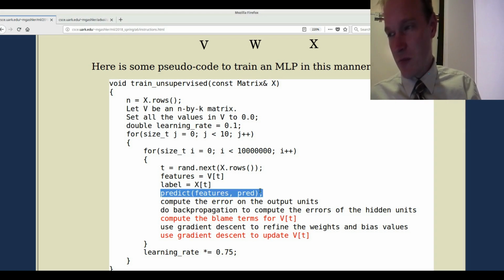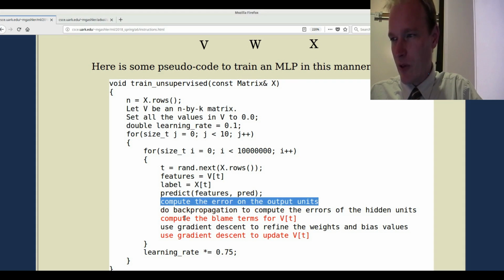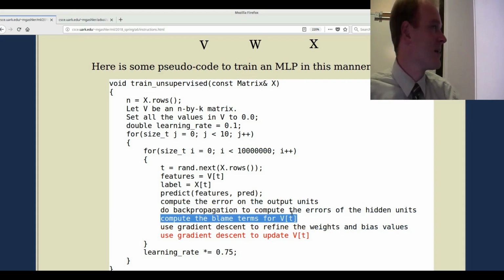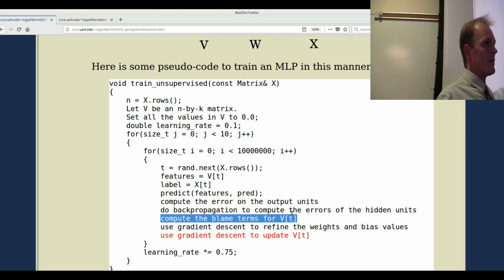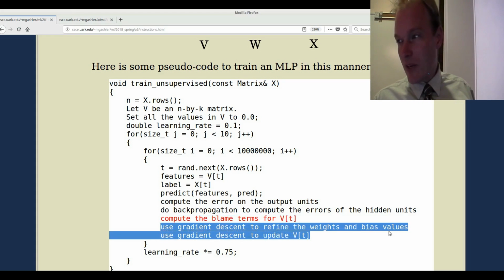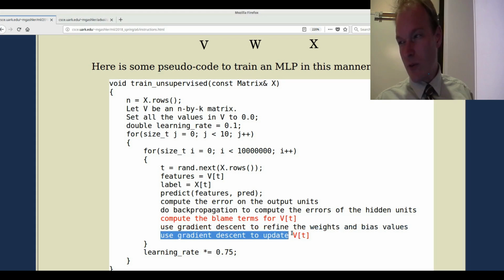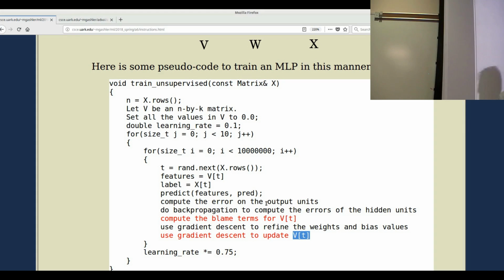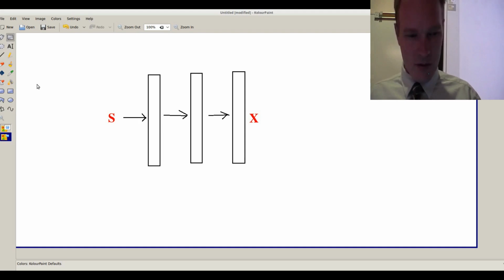I would predict, this is the forward propagation step or the activation step. Then you compute the blame on the output units. You do back propagation to compute the error on the hidden units. Also compute the blame terms for the inputs. That is, I multiply by the weights on the very inputmost layer to get the blame on the inputs. Then I can refine the weights by gradient descent if I want to, and I can also refine V of t by gradient descent. So in other words, I'm updating the state of just that one frame. Does that make sense? I think I need to draw for you something.